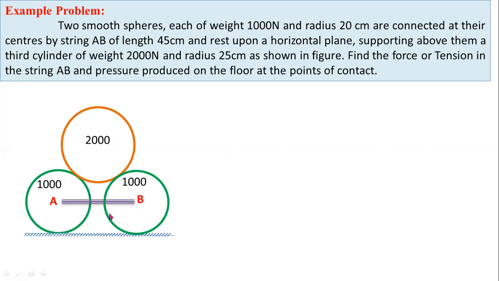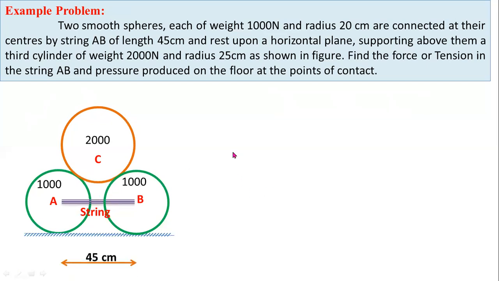So this is the given diagram. First of all, you have to convert this given diagram into a force diagram. Here AB is a string. Here and here there are two contact points between the horizontal support and cylinders A and B. And also there are two contact points between cylinders A, C and C, B. So there are four contact points and one string.